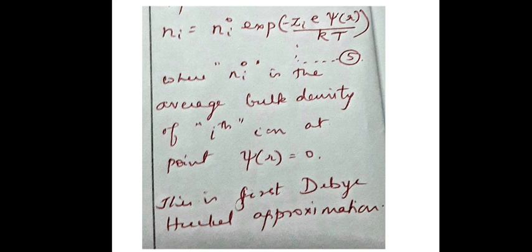This is the first Debye-Huckel approximation of the first three assumptions. The charge density as a function of r in the volume element is given by rho r is equal to sigma Ni naught Zi e exponential of minus Zie psi r by kT. This is equation 6. The kinetic energy of the ions is much greater than the electrostatic energy, so this is the second Debye-Huckel approximation, justified when the solution is dilute.